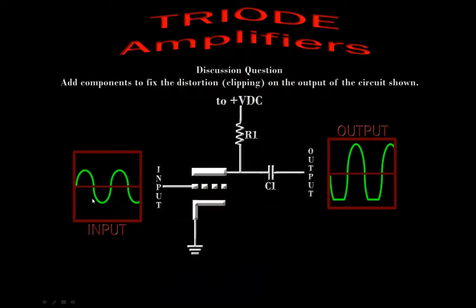Over here we see our input, a nice clean sine wave, and our output is opposite in polarity, which is something we know is going to happen in a common cathode circuit. The top part of it looks fine, but the bottom part is all flattened off. And that's what we call clipping, which sounds like distortion. It is distortion. That's not something we want to see in an amplifier.